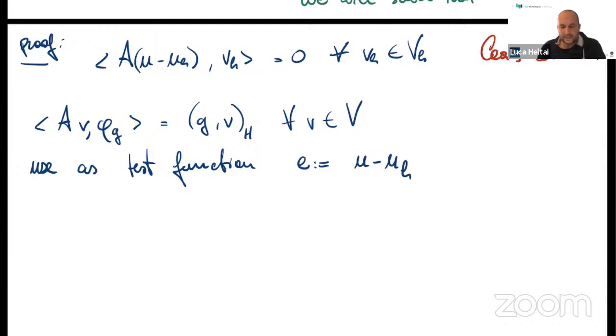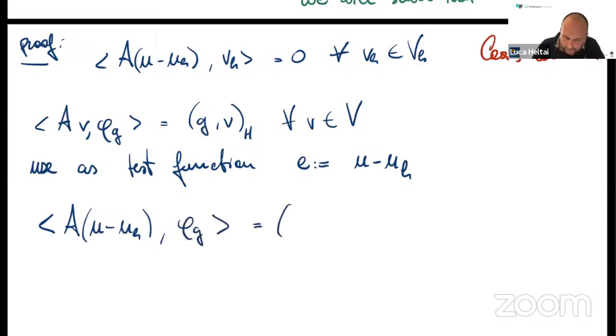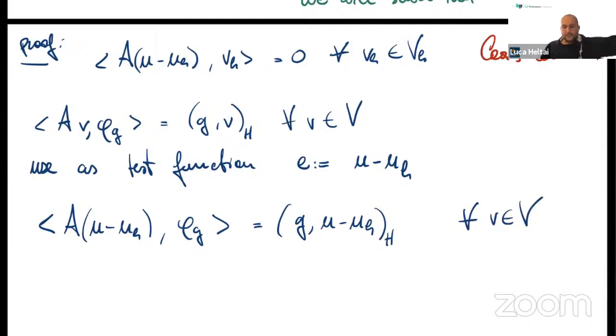Okay. So if we use as a test function E equal U minus UH, since you're solving the dual problem, that test function gets actually multiplied by A. So it's A applied to that test function times phi G to solve the dual problem. So what we obtain is that the dual problem satisfies the following identity. It's A of U minus UH, phi G equal to G, U minus UH in H. And this is for any V in capital V. And so far, this is valid also for any G in capital H. So the idea here is that by solving the dual problem, one manages to put into perspective the H scalar product between U minus UH and any function G.